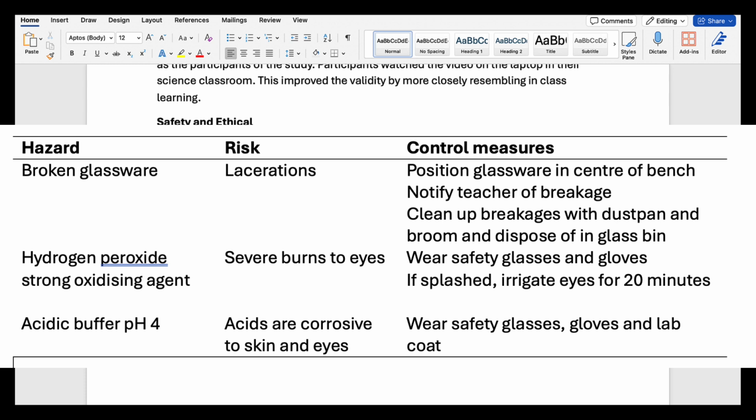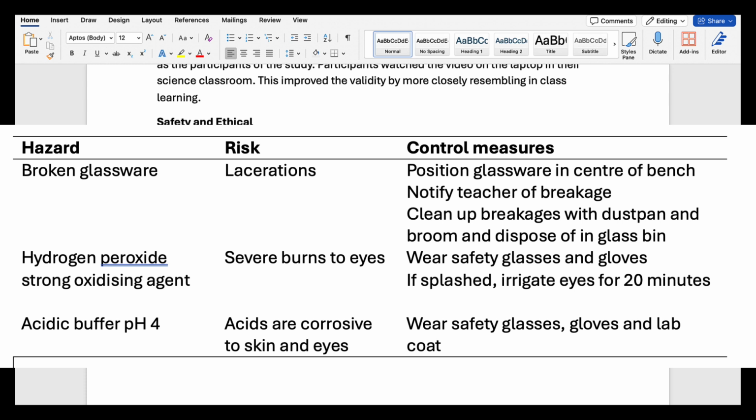And this is where you want to be a bit detailed. For example, if you're talking about broken glass, you would say, locate glassware in the centre of the bench. If breakages do occur, sweep up with the dustpan and broom and discard in the glass bin, notify the teacher. That sort of thing. So be somewhat detailed because it's got to be considered management of risk.